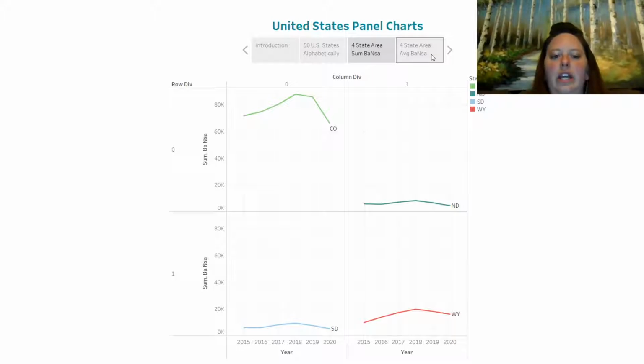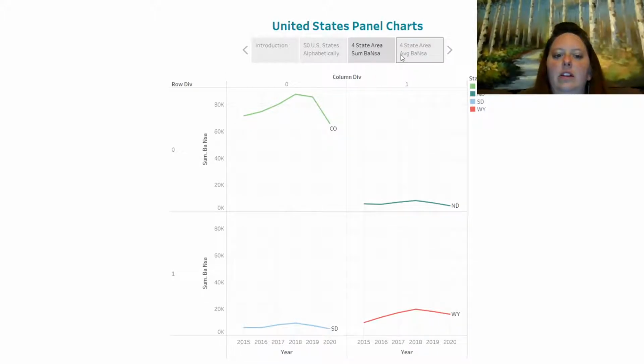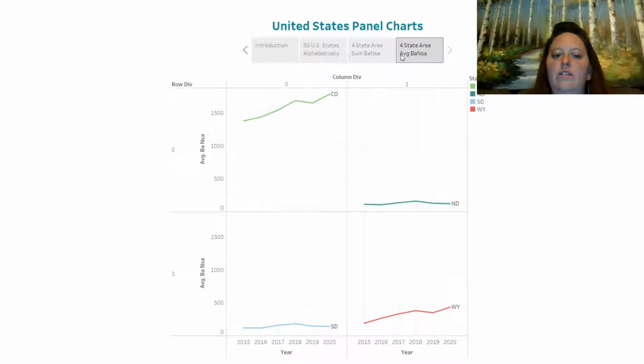In the average, we're looking at 80K here on the side. On the average, we're looking at 1,500 applications, total applications, versus the average, which was increased. That's a big significant difference.